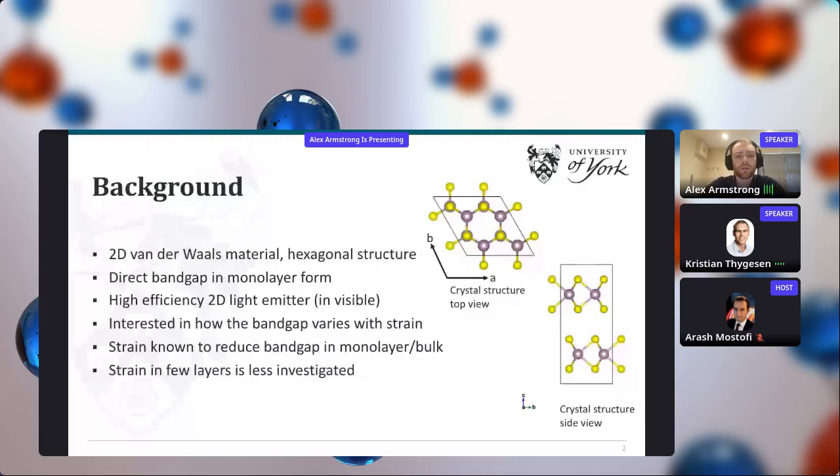It's already known quite well that applying strain in the monolayer and bulk has the effect of reducing the bandgap energy. But what's less well investigated is how strain affects the bandgap in few-layer systems. So that's something that I've been looking at.